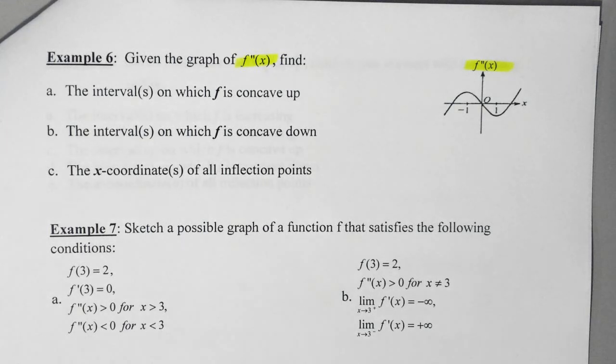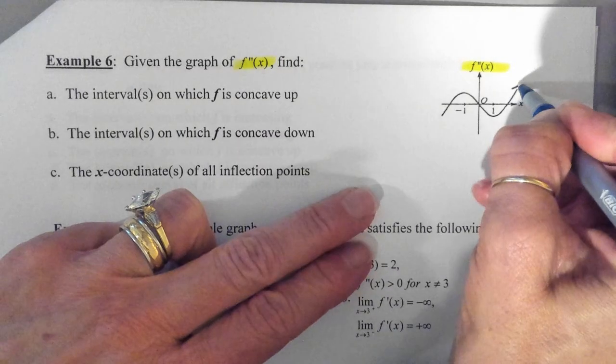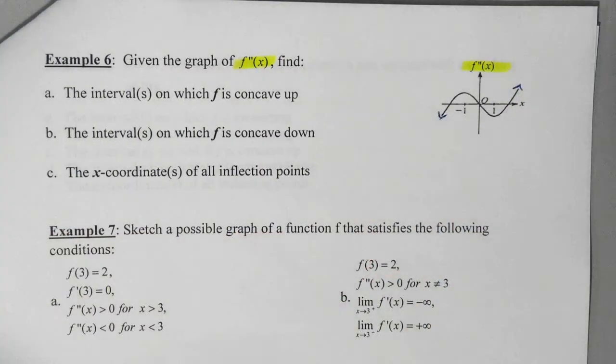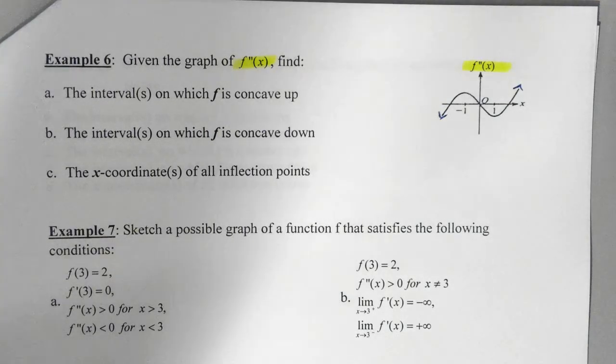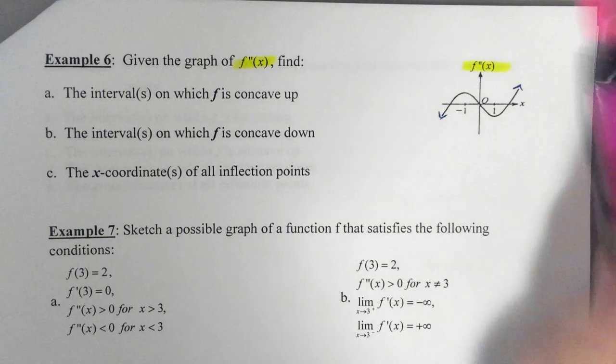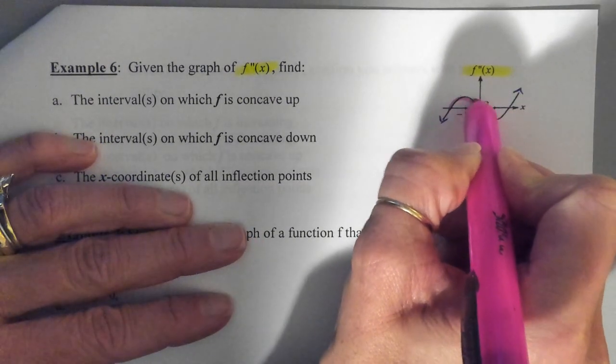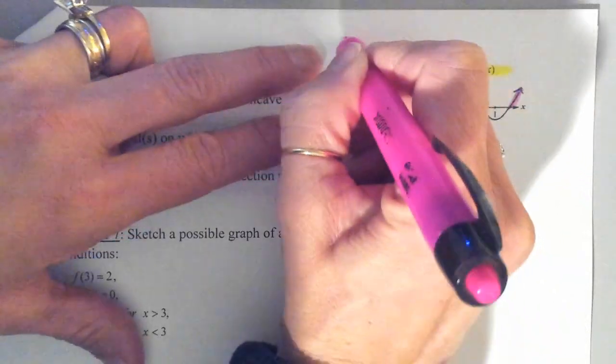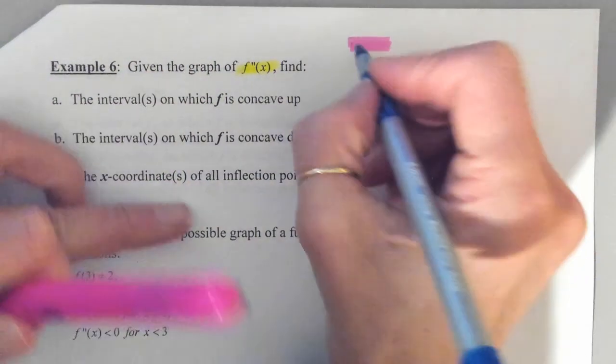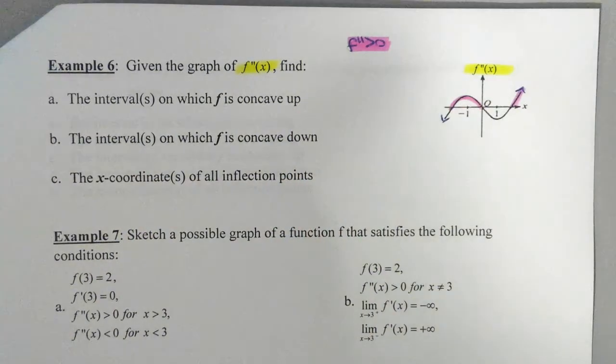If I'm looking at concavity, we know that our function f is concave up wherever f double prime is positive. When I'm looking at this graph, how will I know where f double prime is positive? It's above the x-axis. Yes, we are looking to see where f double prime is above the x-axis. So we're looking here, and we're looking here. So this is where f double prime is greater than 0.